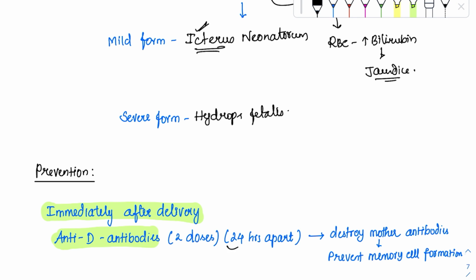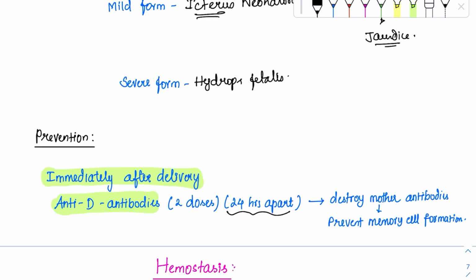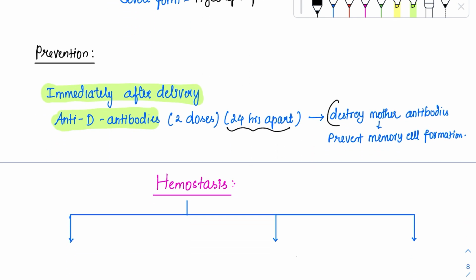So we will give 2 doses of this anti-D antibody, 24 hours apart, immediately after the delivery. Before the mother's antibodies are formed, it destroys all the antigens that are available, and it prevents the formation of memory cells. So the memory cell formation is prevented here, finally protecting the second baby. So this is the best treatment for erythroblastosis fetalis.